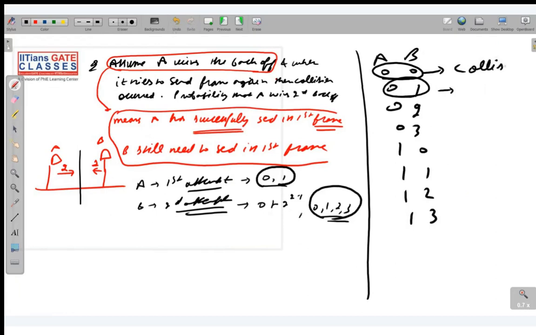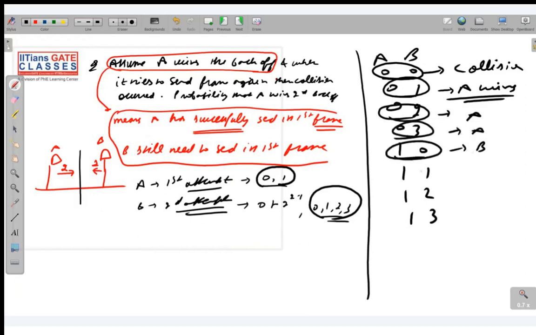Now here A wins, right? Because A is 0, B is 1. So obviously A will send immediately, but B has to wait. So A wins. Here again A wins. Here again A wins. Here B wins. Here collision. Here A wins. And here A wins. Please let me know any doubt.